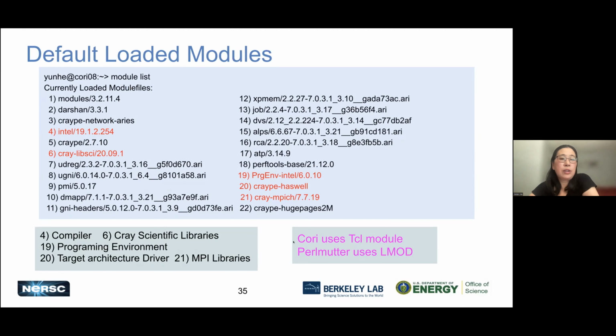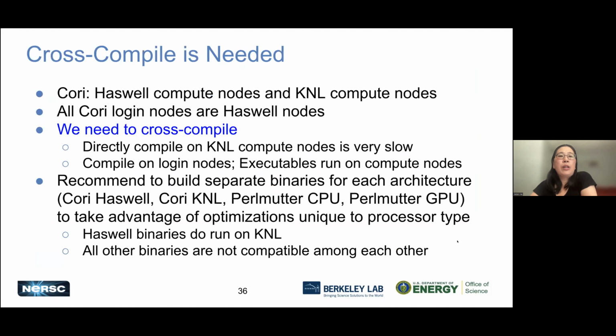And all the things you see will be very similar, but using a different mechanism of module. It's called LMOD. Perlmutter. So you want to say that when you build applications on Cori, because we have two different types of compute nodes, there's a Haswell compute node and there's a KNL compute node, and our login nodes are Haswell. So when you try to build an application to run on KNL compute nodes, we are doing cross compile.